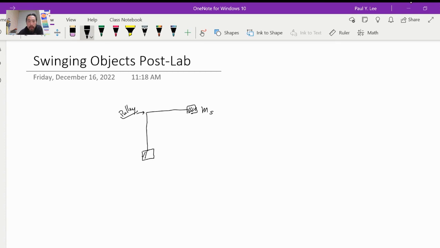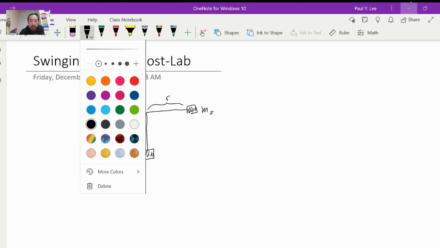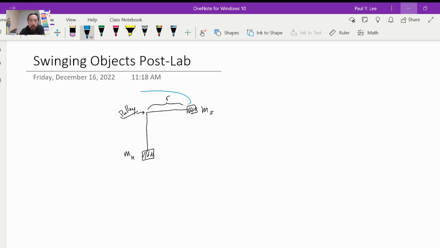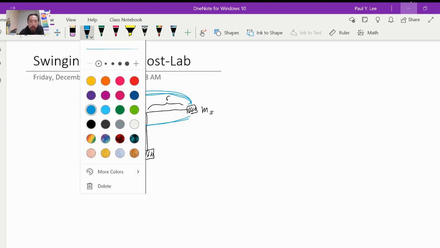And here we have a hanging object. We can call this M. I'm going to call it capital H. And then we had the radius of the string right there. This object is swung around and around in a circle, and hopefully you didn't hit yourself in the head. It went around and around in a circle like so. It was supposed to swing in a flat perpendicular plane, but illustrative wise, I'm drawing it like that. So with that out of the way, let's go to our notes.